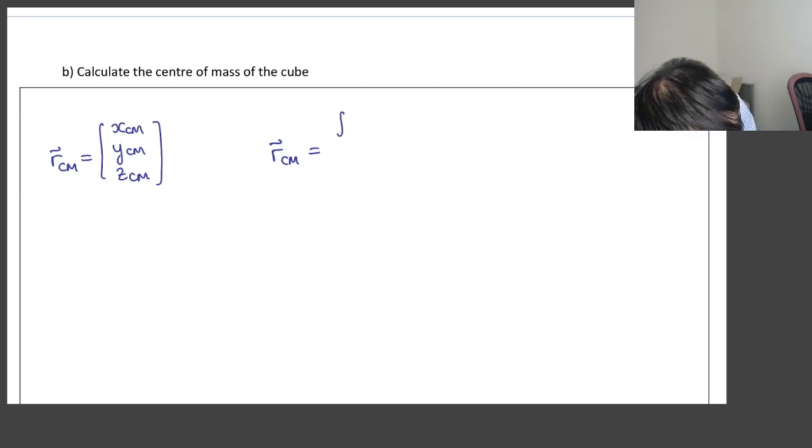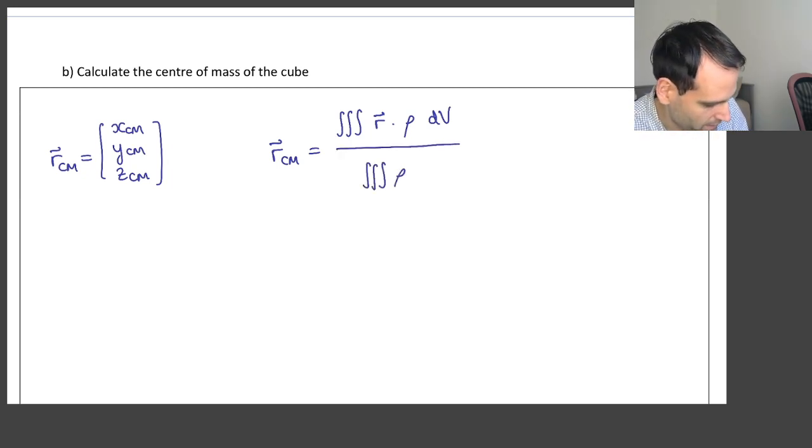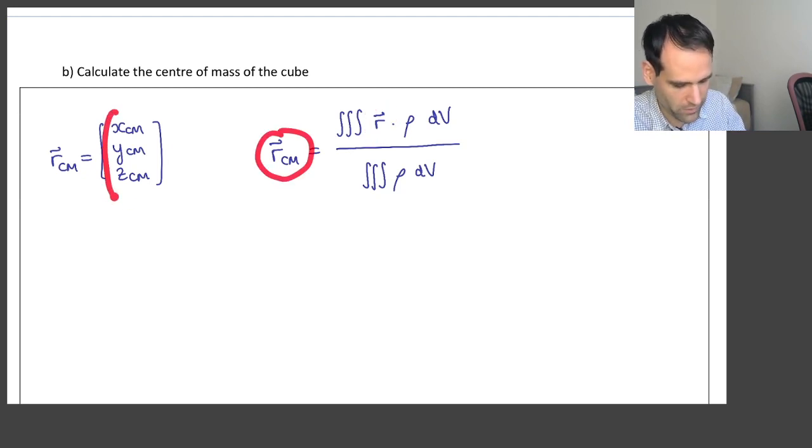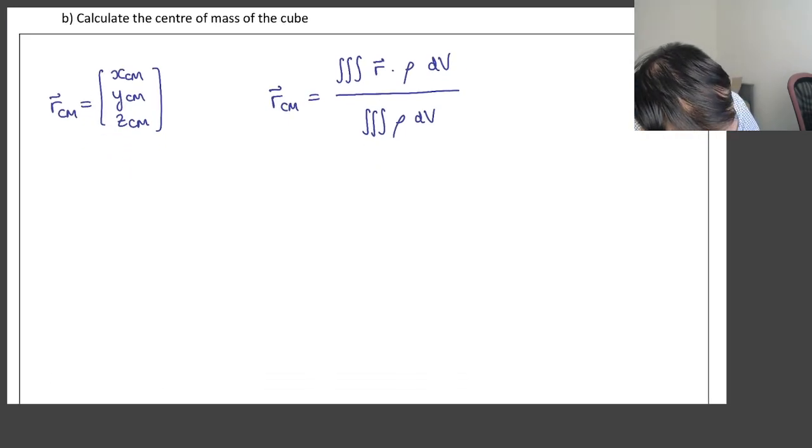Which means we do the triple integral of the position vector r multiplied by the density, which is rho dV, and then we divide by the triple integral of the weights, which are the density, rho dV, okay? Now remember that this notation of having a vector inside an integral just means that we can do the integral for each component and the result will be a vector, which is what we want because we want the three elements, x, y, and z, okay? Or to be more explicit, you can write this.